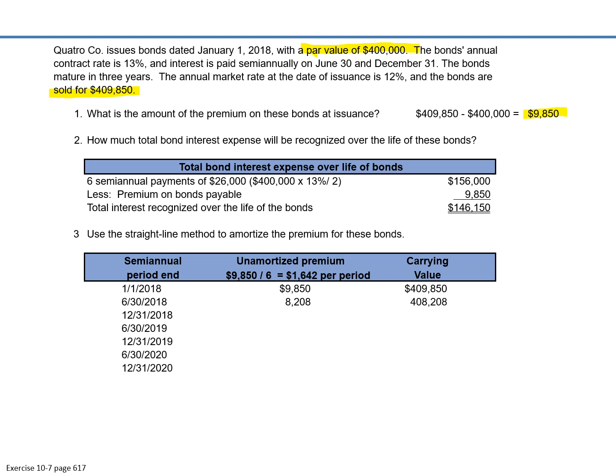I should say it this way: 9,850 less 1,642 equals 8,208. And 409,850 less 1,642 is 408,208. And so each period you subtract from the previous number the 1,642 until we get down to 0 and a 400,000 carrying value. Okay?